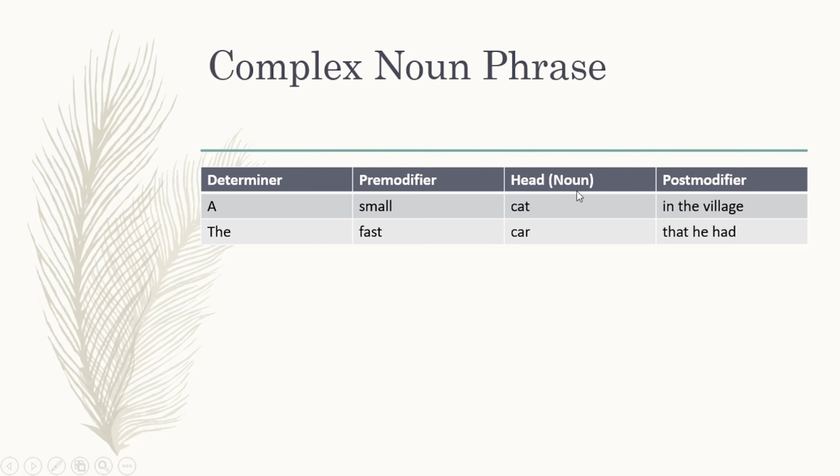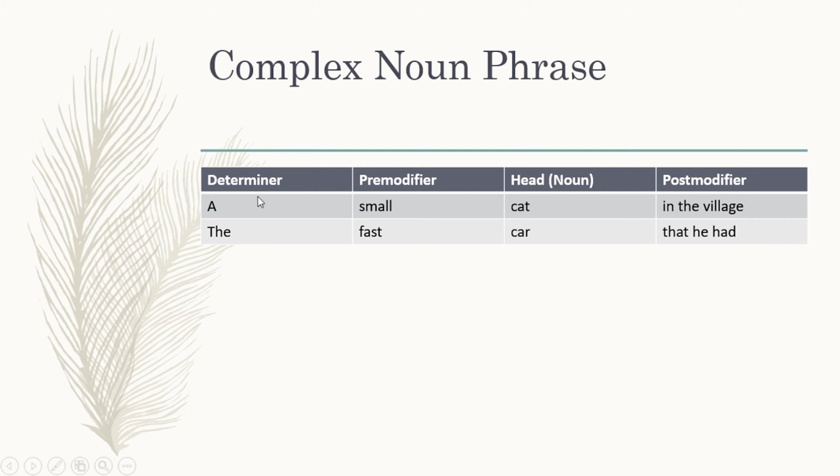Actually, there are two types of noun phrase. First is the simple one, like I mentioned before, and the other one is the complex one. And the complex one not only has a head and a modifier, but it also has the pre-modifier and also post-modifier. Here are the examples of complex noun phrase. As I mentioned before, it has determiner, pre-modifier, head, and post-modifier.